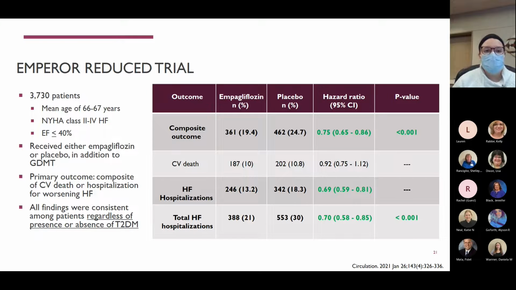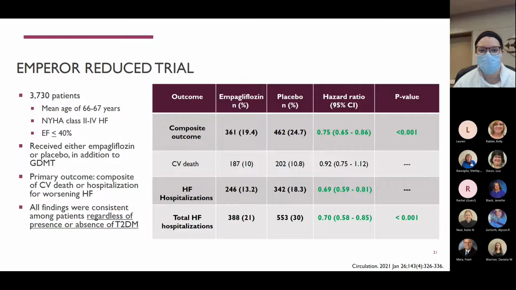This next trial is very similar, the EMPEROR-Reduced trial. It included a very similar patient population. The only difference is patients received empagliflozin or Jardiance in this group instead of the dapagliflozin in the last trial. And as you can see, again, this showed a statistically significant reduction in heart failure hospitalizations in patients that had empagliflozin over those patients that received placebo.